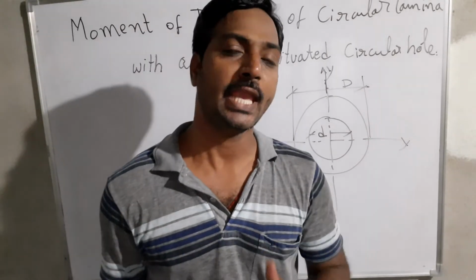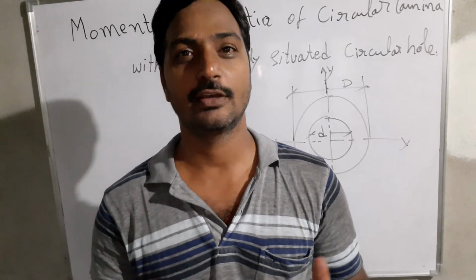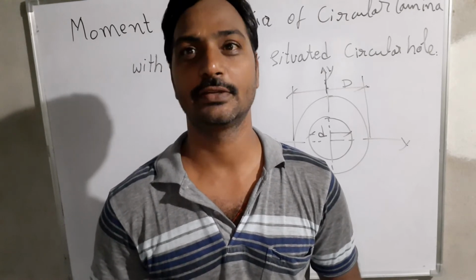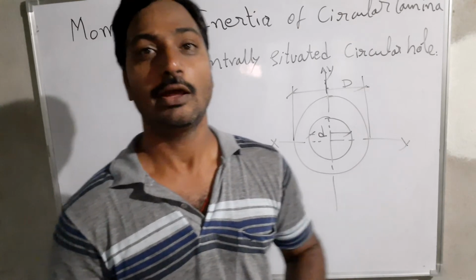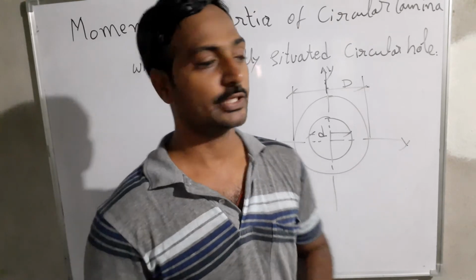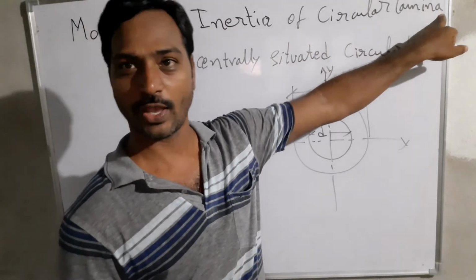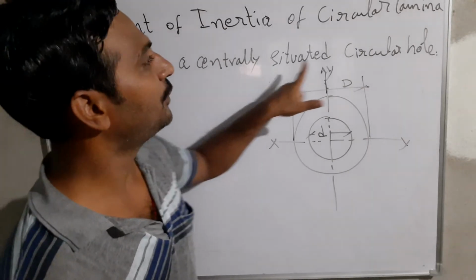So after we calculated the parallel moment of inertia as well as the Ixx and Iy, that is the moment of inertia we have calculated, right? Now we are going to concentrate on the other problem, a continuation of that. What is that one? The moment of inertia of a circular lamina. This is what we have completed so far. Now we are going to see it with a centrally situated circular hole.